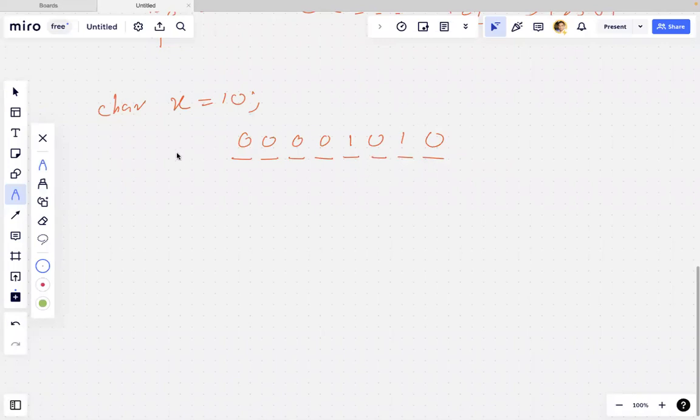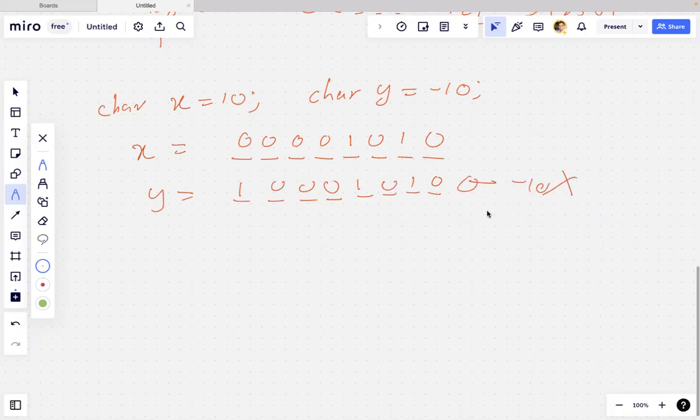Okay, now suppose that you need to save, so this is the x value. Now suppose that there is another one, char y is minus 10. How is minus 10 assigned, what is the bit stream of minus 10? Sometimes you may think the first bit should be 1, then the rest of the bits 1, 0, 1, 0, and that this is minus 10. No, it is incorrect. This is not minus 10. This is a minus value, not 10. Okay, how do you get that value?